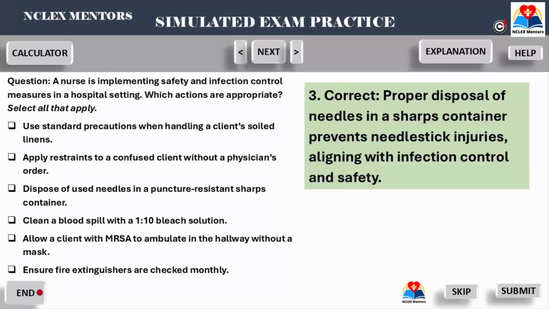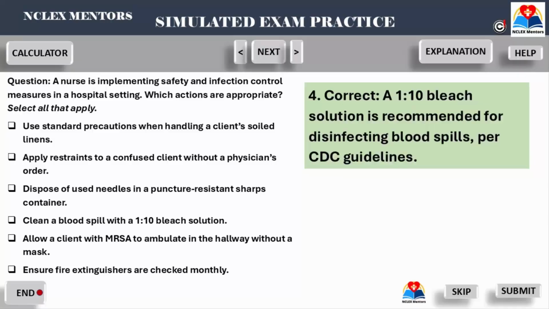Option 3. Dispose of used needles in a puncture-resistant sharps container. Yes, this is a basic but crucial infection control measure. Used needles should always go into a proper sharps container. This protects everyone from needle stick injuries. Option 4. Clean a blood spill with a 1:10 bleach solution. Yep, that's spot on. A 1:10 bleach solution is the CDC recommended disinfectant for cleaning blood spills. It helps ensure the area is fully decontaminated.